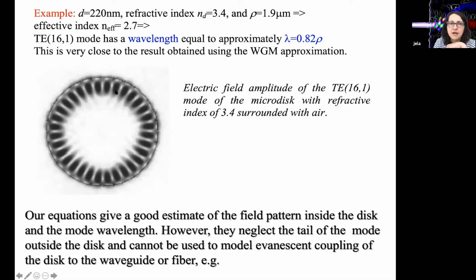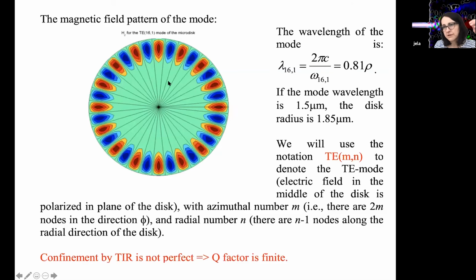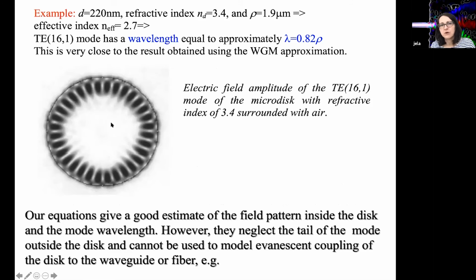And this here gives you the actual field pattern. Actually, this is the electric field amplitude for that particular mode inside of the microdisk. It's the same 16-1 mode, and this field is plotted again at the central plane of the disk. To find the electric field, you would have to, of course, find the curl of the magnetic field, find Ex, Ey, and this is the magnitude of Ex. Actually, this is Ex squared plus Ey squared plotted inside of the disk.